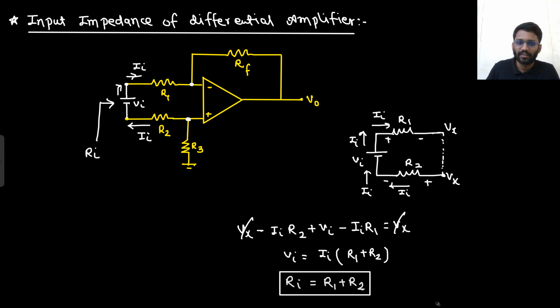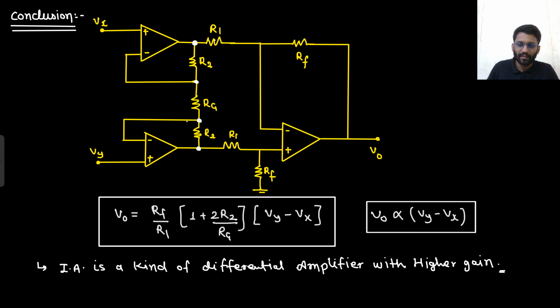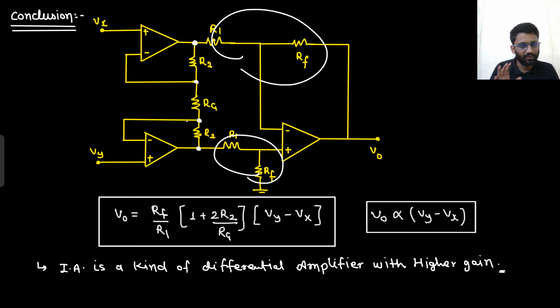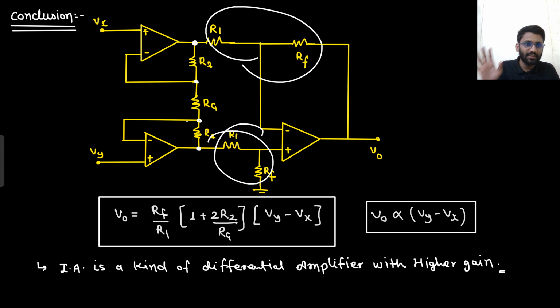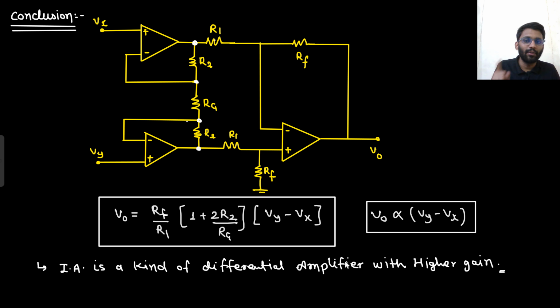In case of instrumentation amplifier, this is the gain, Rf by R1, 1 plus 2 R2 by Rg. So here this ratio has to be maintained. Yeah, that's for sure. But if I need to increase the gain, I am not going to change these two values. What am I going to change? I am going to change this R2 value. If I increase this R2 value, my gain will increase.